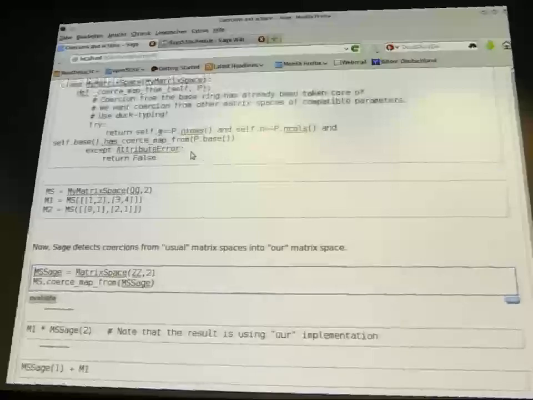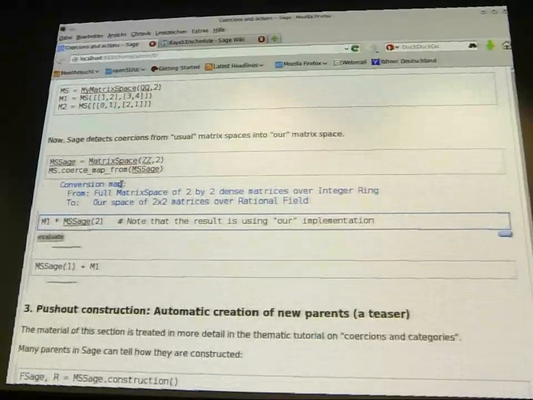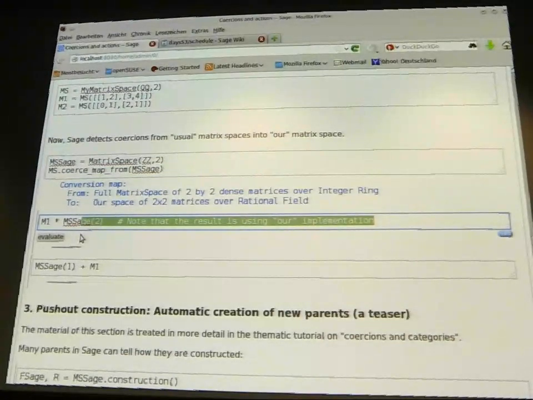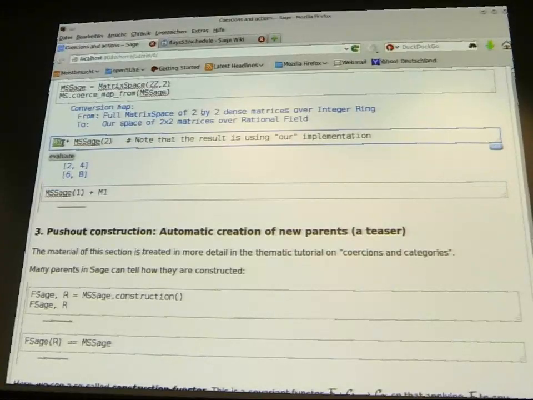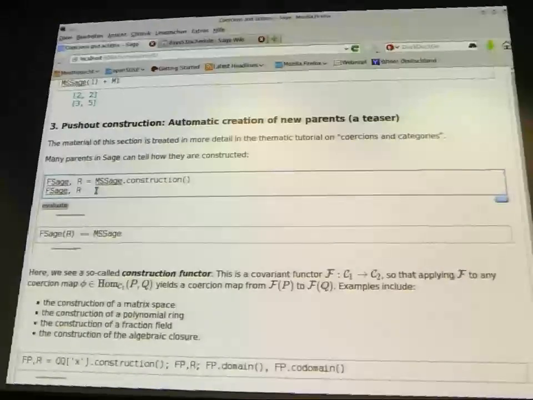And now, because of this coerce map from method, we now find that there is a coercion from Celsius matrix space to our matrix space. So simply it takes the conversion up as a coercion. And now we can multiply the two. And the result lives in our implementation, because Sage now knows there is a coercion from this one to that one, but it does not know about the opposite way. I mean, mathematically there should be also the opposite way, but Sage only knows about one way, so the result lives on the left side. And also you can do the addition by the same thing.